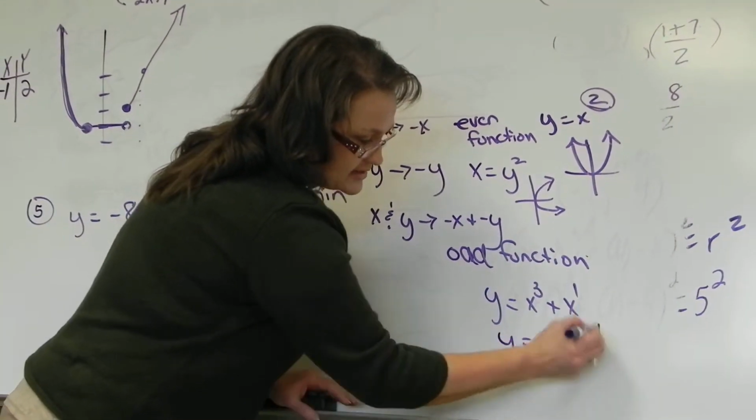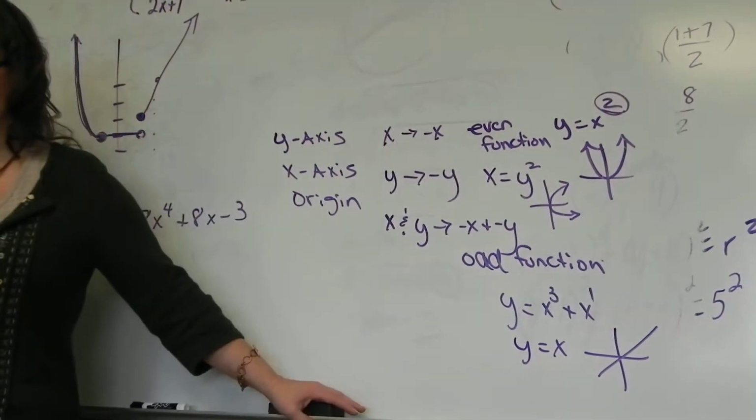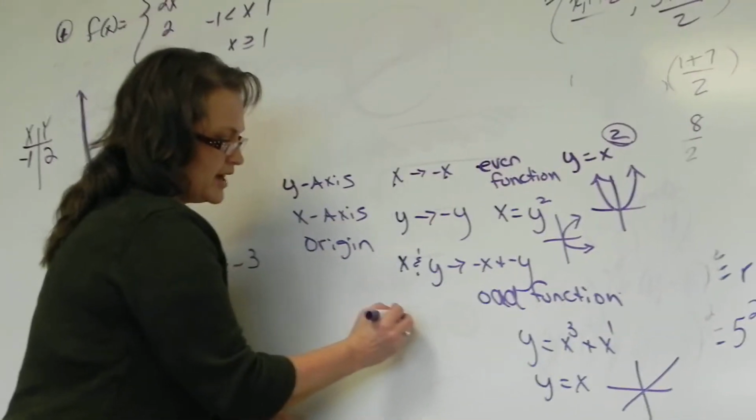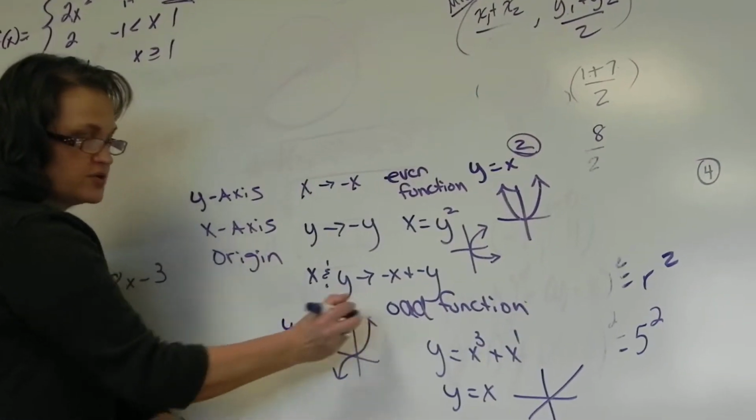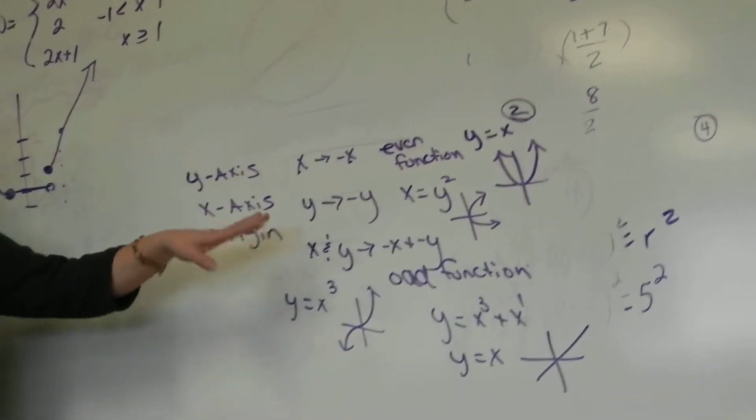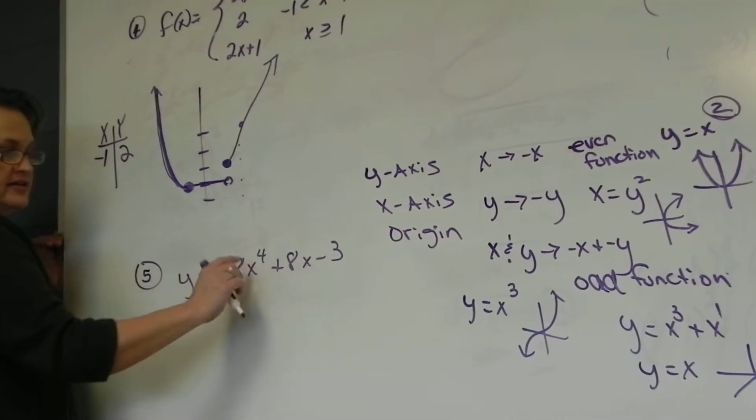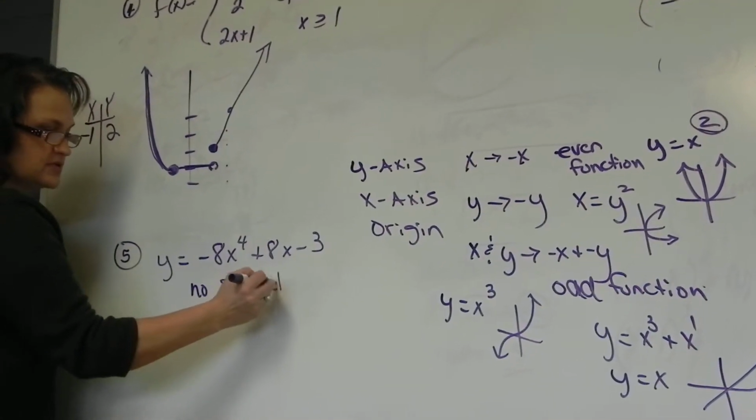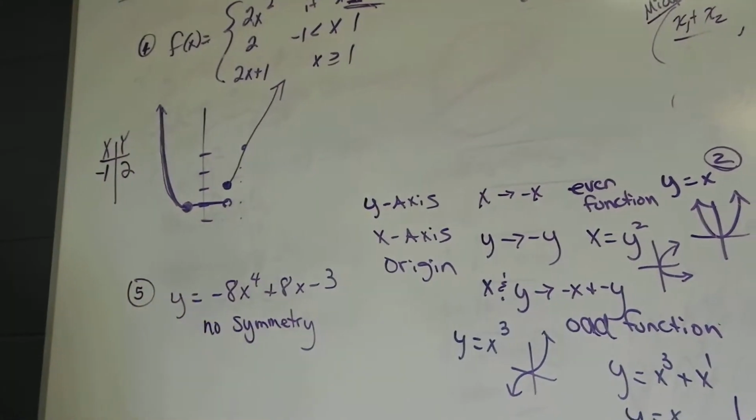Y equals x, just the line. It rotates around 180 degrees, and it looks the same, so it's an odd function. Y equals x cubed looks like this. You rotate it 180 degrees, and it looks the same. So that's an odd function. Well, if you've got a mixture of even and odd, it's going to have no symmetry. So that's what's happening on number 5. No symmetry. We have some even and some odd.